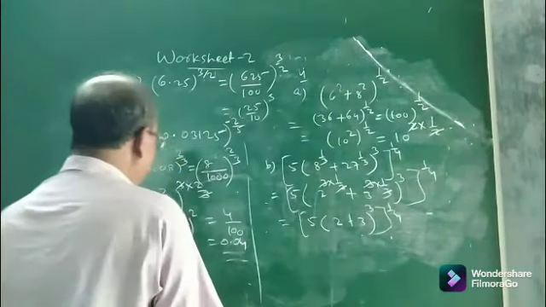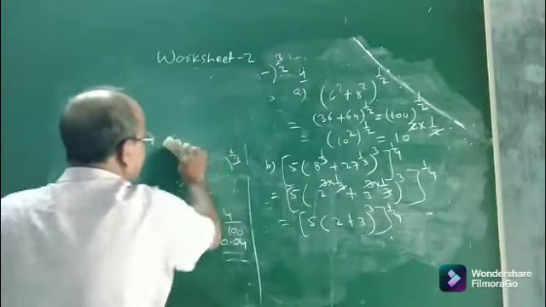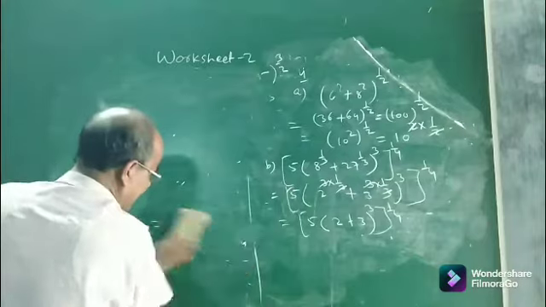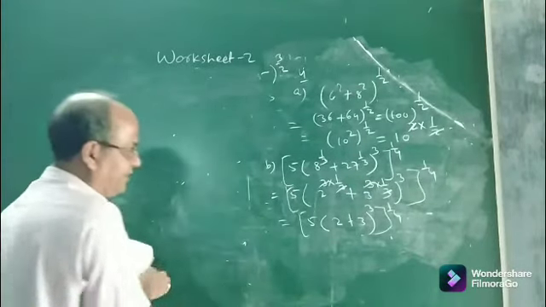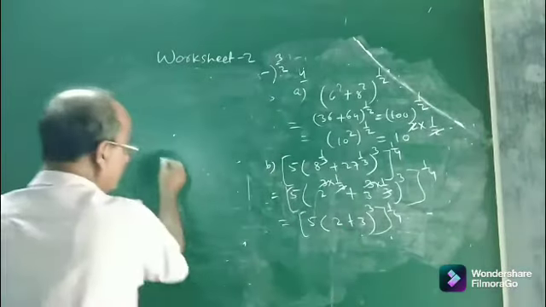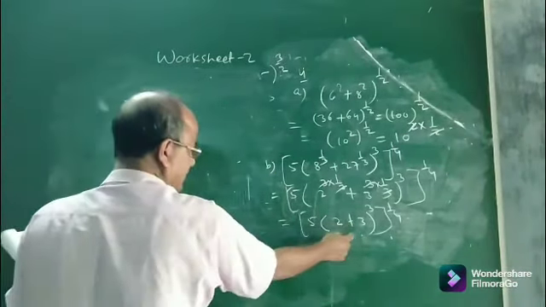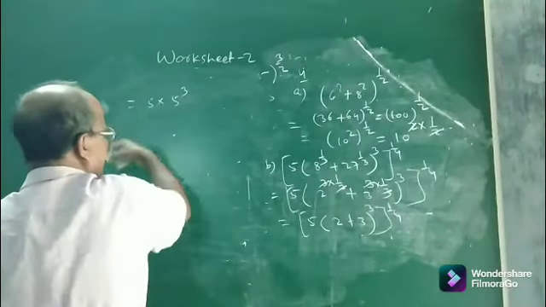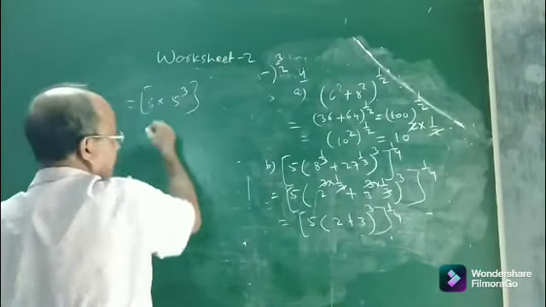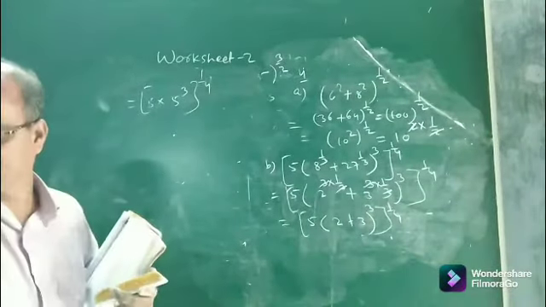Okay. Now, what will be the next step? Let us see. What will be my next step? After this, what we will do? See. Now it is 2 plus 3 is 5. Okay. So 5 into 5, 2 plus 3 is 5, 5 to the power 3. Whole to the power how much? 1 by 4. Okay.